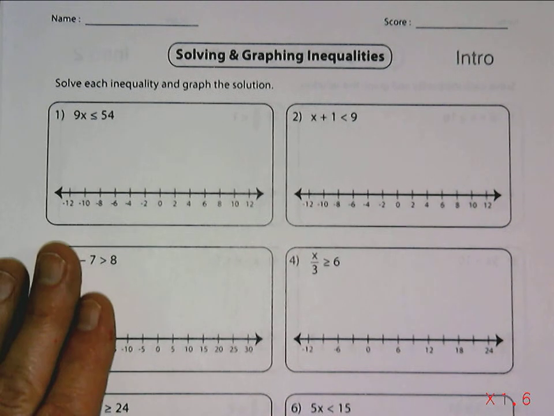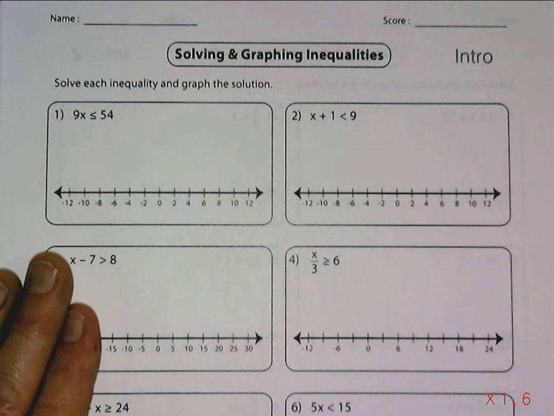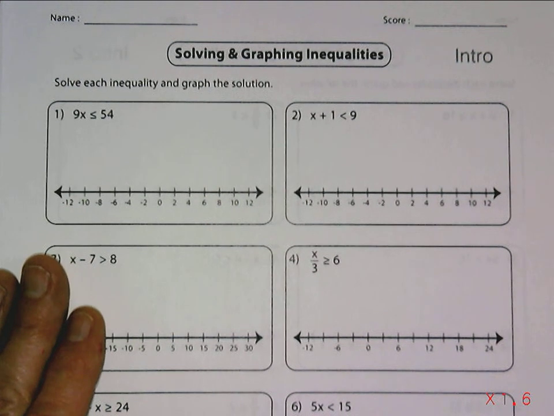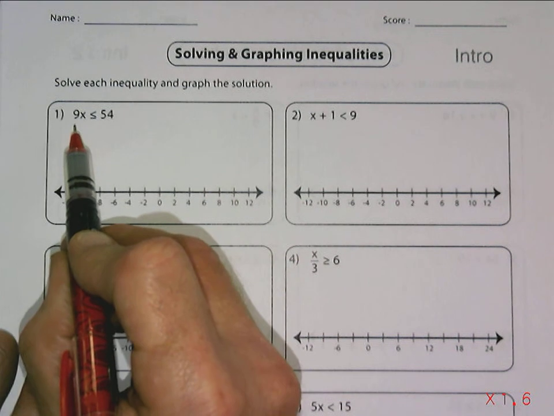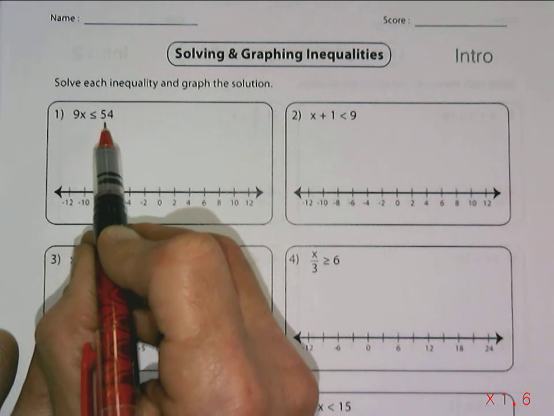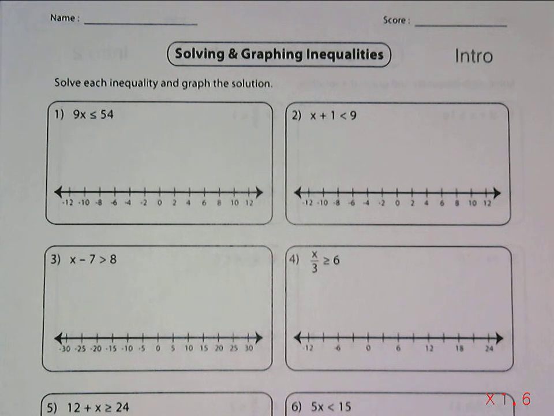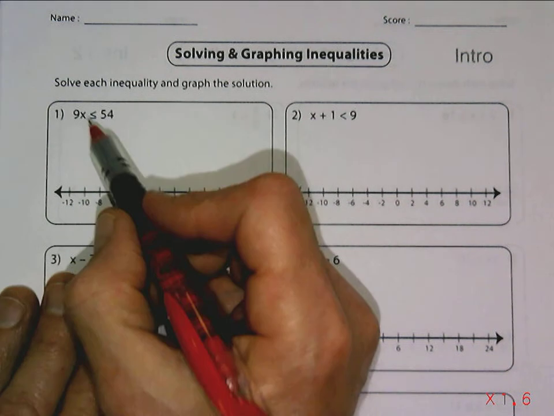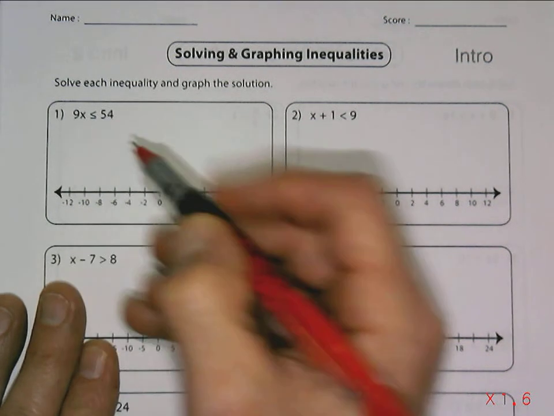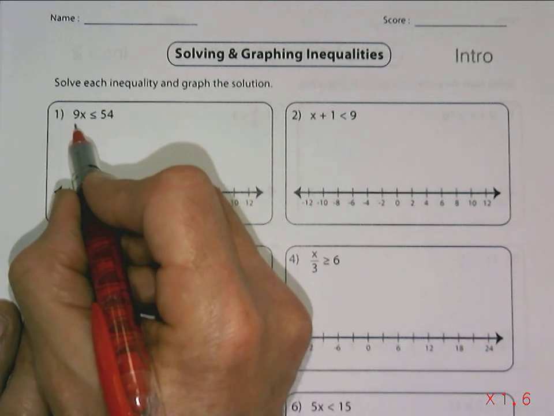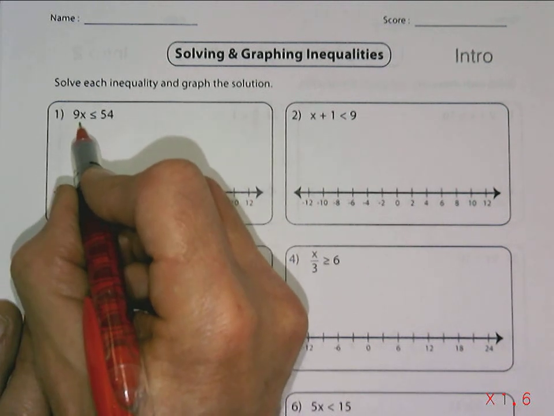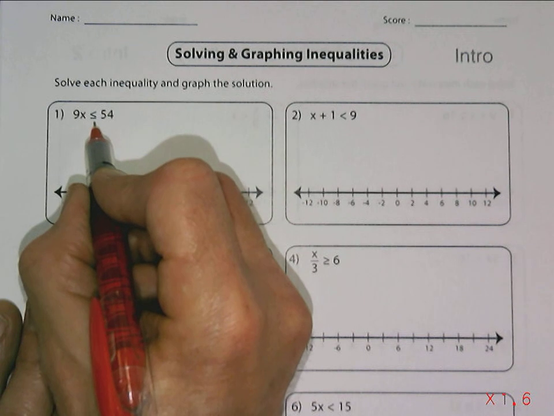In this lesson, we're going to have to do two things. We're going to have to solve an inequality and then graph it. You can't graph it in this form because 9 times x is less than or equal to 54. I'm not totally sure what values would be x unless I think about it or I just solve it. So this is a one-step inequality. It's 9 times x is less than or equal to 54.